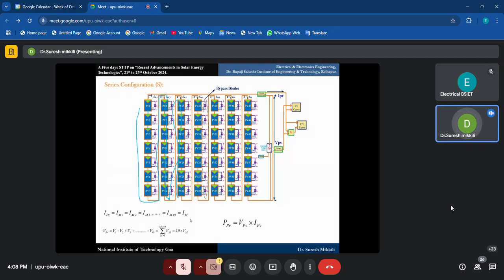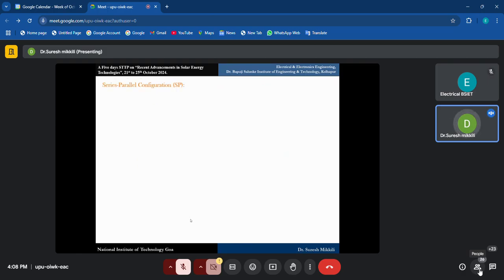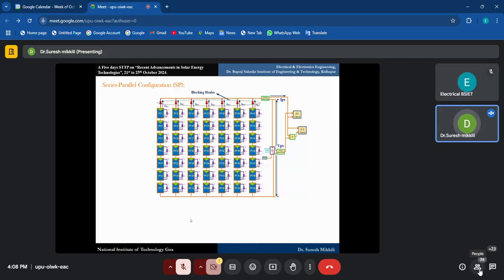But series configuration is used for which one? Low current, high voltage application, and parallel configuration is used for low voltage, high current application, whereas both the powers are the same. Now, the same 49 modules I have given to you. If I ask you to design for a medium voltage, medium current application, what will we do? The next one is the series-parallel configuration. Here, what will we do?